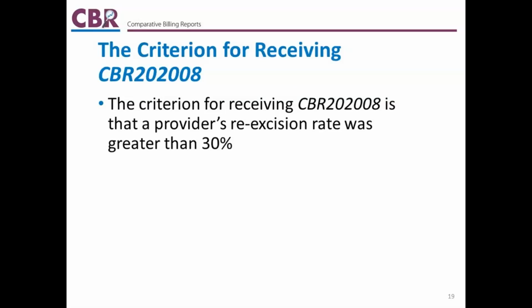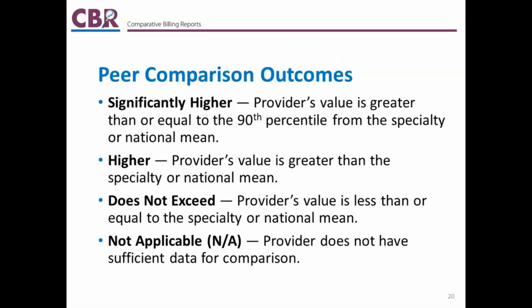Let's look now at the outcomes that could come from each comparison for the metrics. All 4 outcomes are listed here. These outcomes are the basis of the comparisons made regarding the provider's billing patterns and those of their peers.